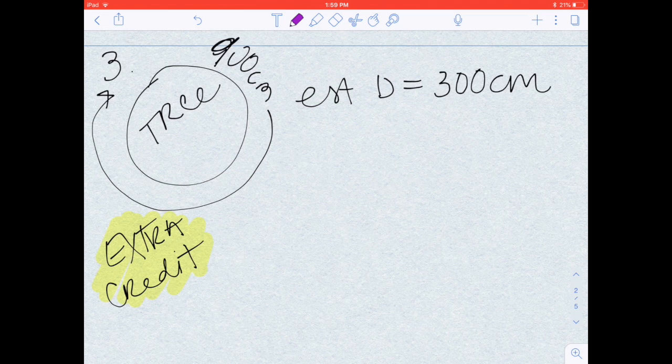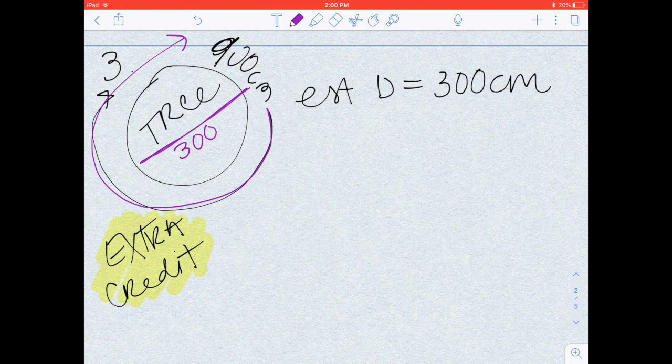All right, for number 3, it says that a girl has a redwood tree and it's 900 centimeters in circumference, which is the measurement around the whole tree. And she estimates the diameter is 300 centimeters. So the diameter, remember, is if we cut the tree in half. She says this is 300 centimeters. And the question is asking, is this an accurate estimation, or is she above or below?